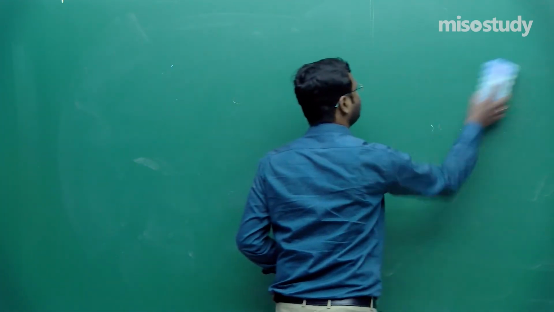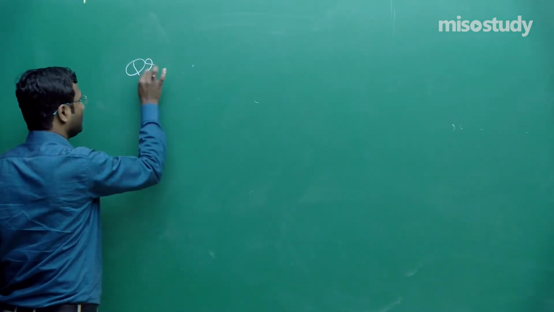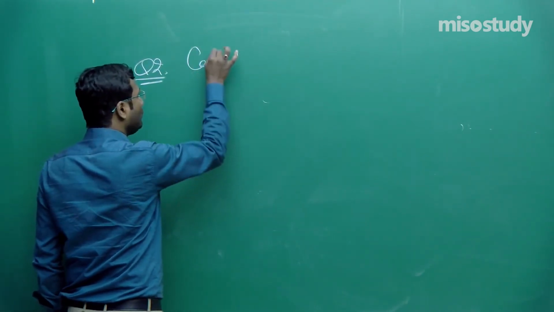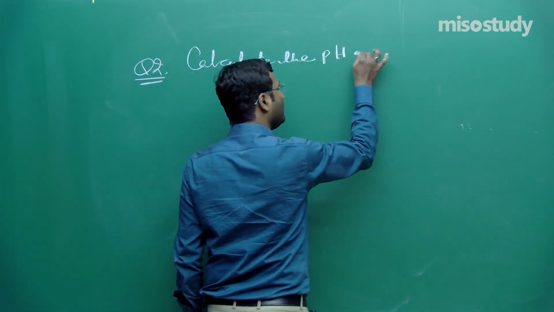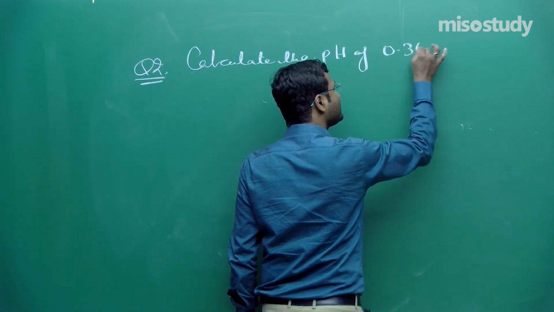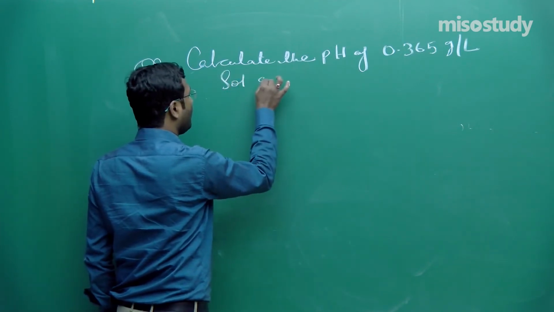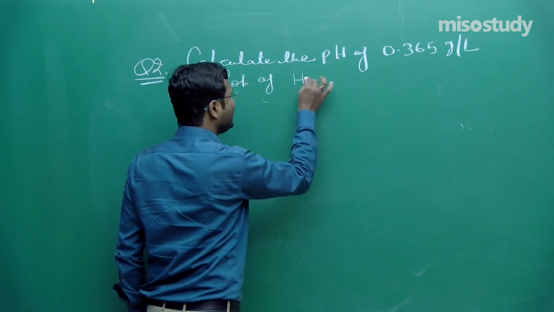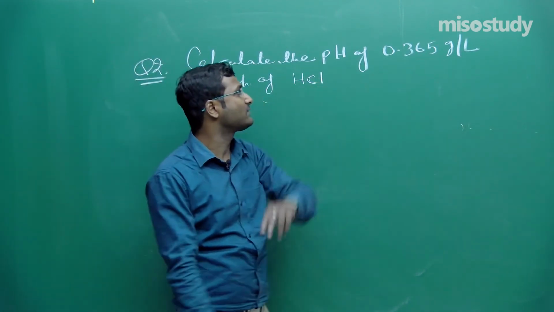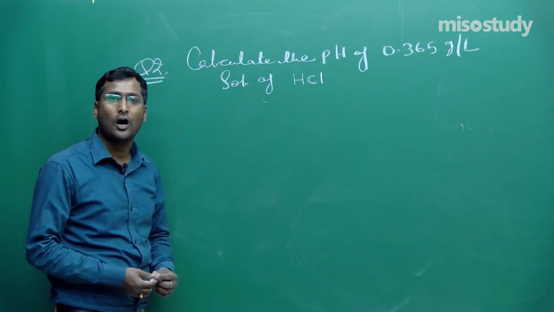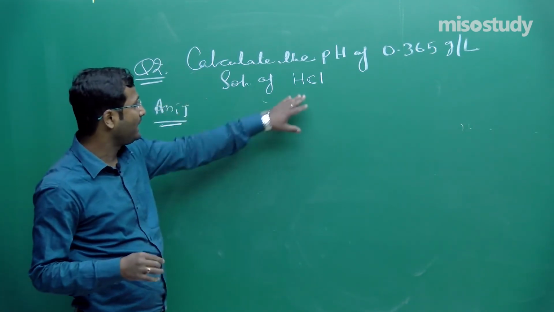Now the next question is very simple, not very tough. Calculate the pH of 0.365 gram per liter solution of HCl. The question is, calculate the pH of 0.365 gram per liter solution of HCl. It's very simple. Follow the same trend. First of all, write down the expression for HCl.